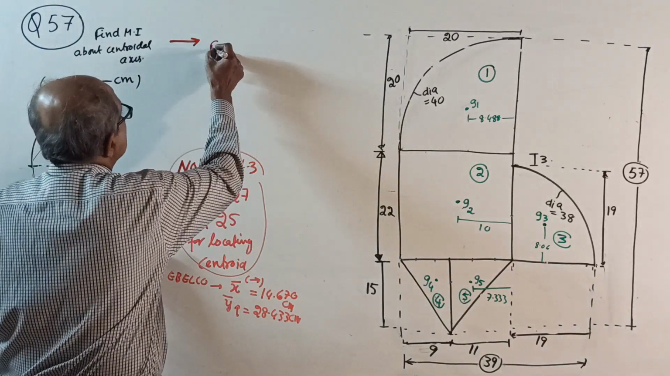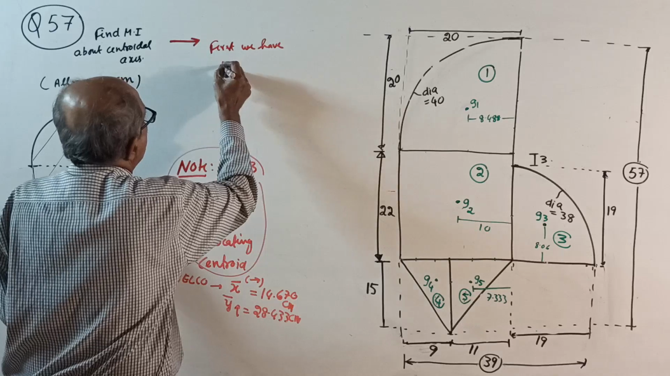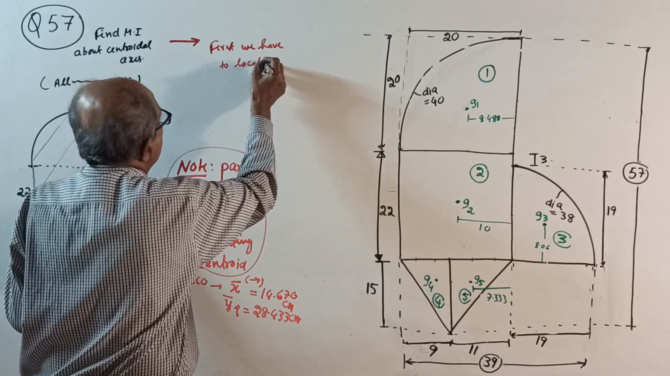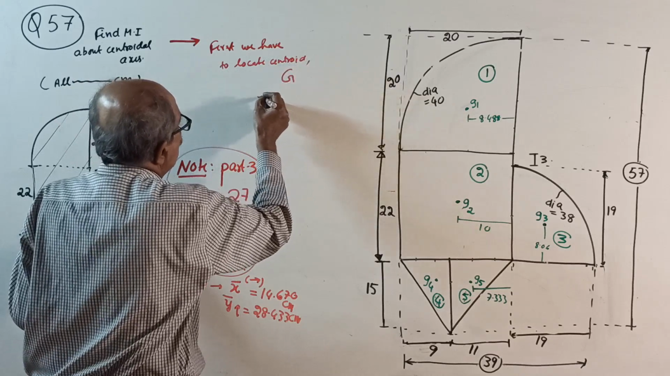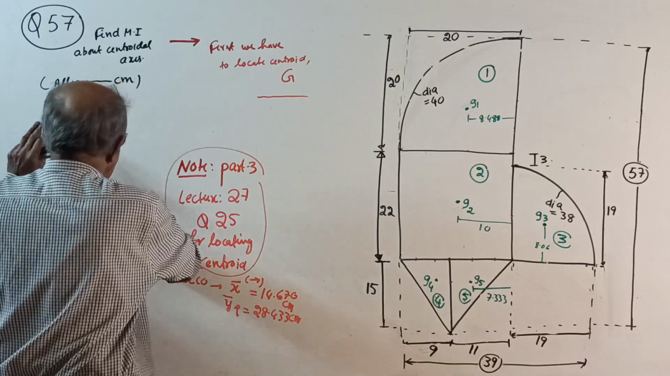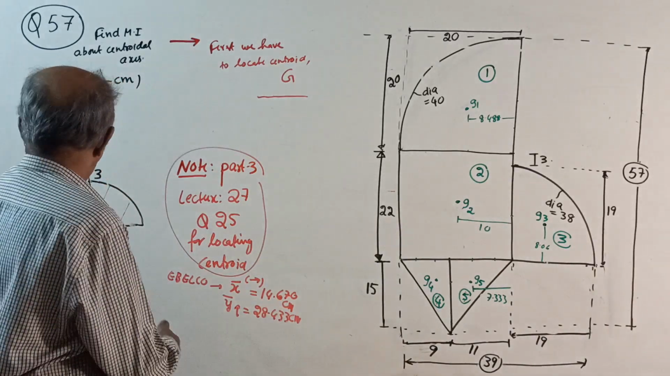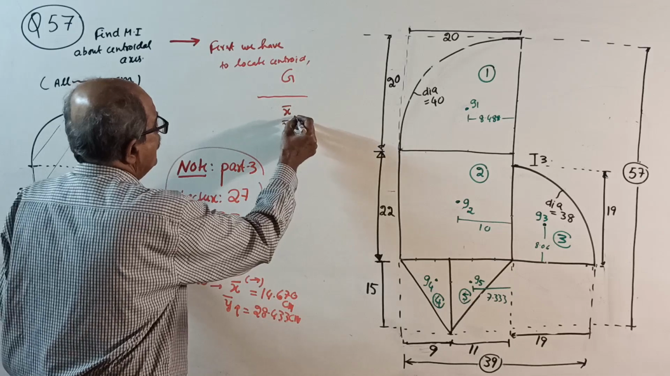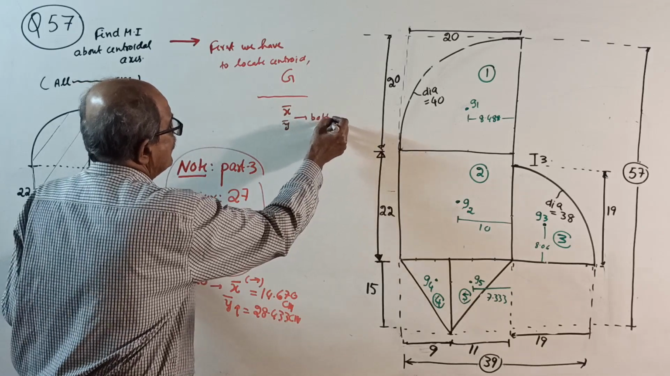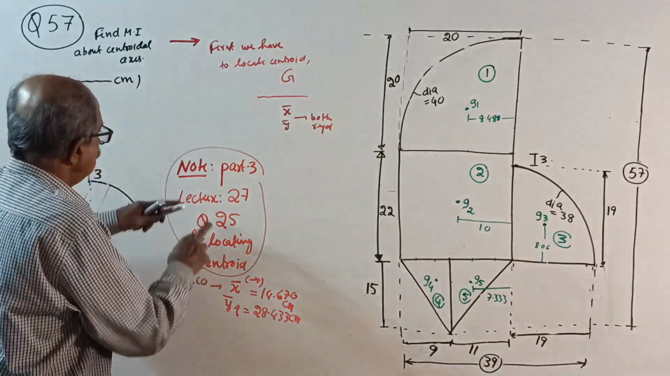So first we have to locate centroid G for the whole given area, complete area, that is given lamina, centroid G required. Means fully there is no symmetry here. X bar and Y bar both required. Both are required.